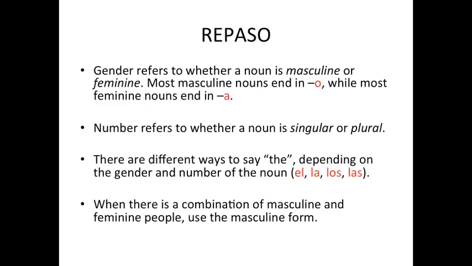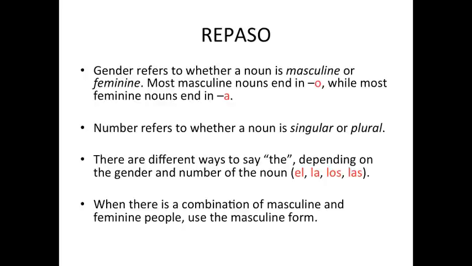Alright, so to review. Gender refers to whether a noun is masculine or feminine. Most masculine nouns will end in the letter O, while most feminine nouns will end in the letter A. However, as we saw, a lot of nouns don't end in either O or A, and there's clues such as el or la to determine whether a noun is masculine or feminine to help you figure that out. Number refers to whether a noun is singular or plural. So gender and number are 2 huge concepts that we'll be working with a lot this year and as you continue on in Spanish.